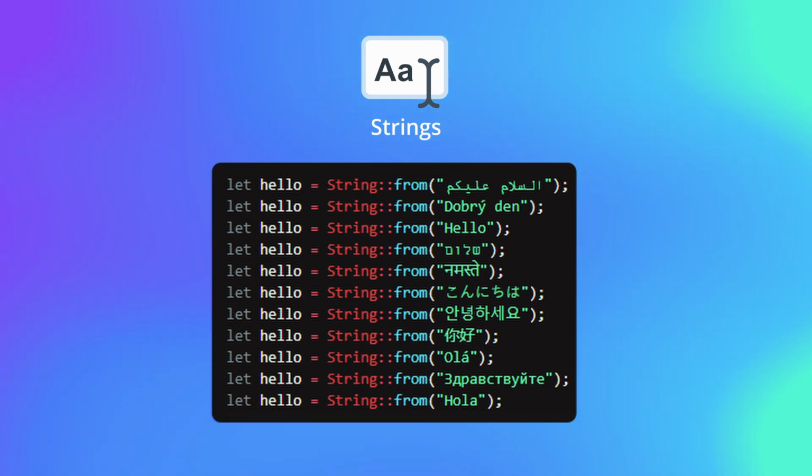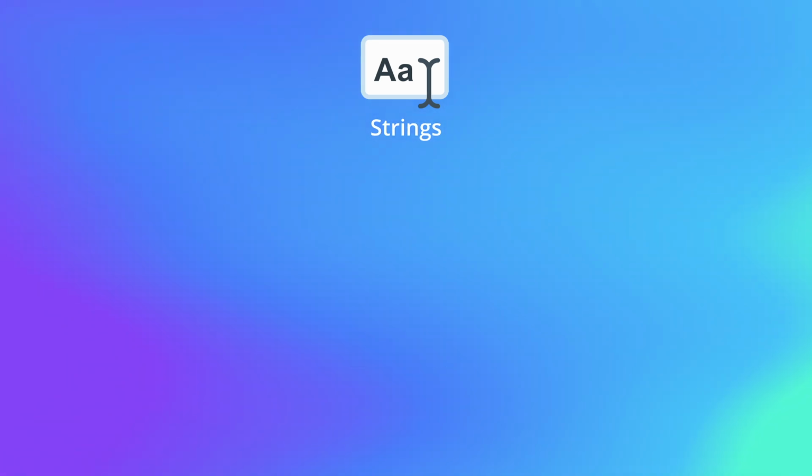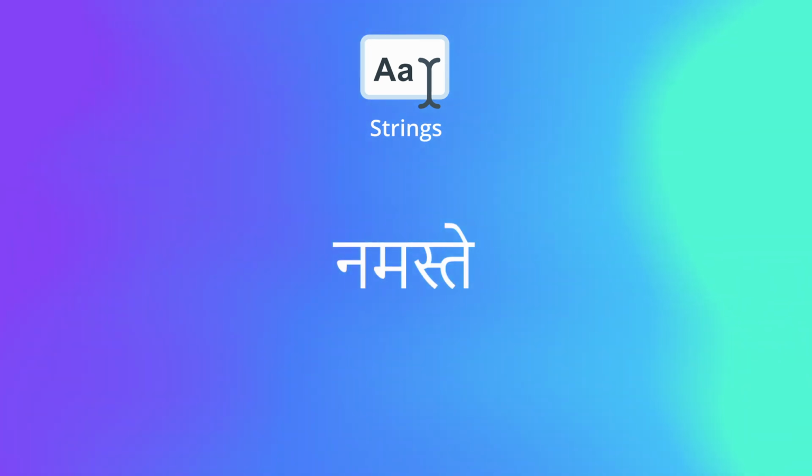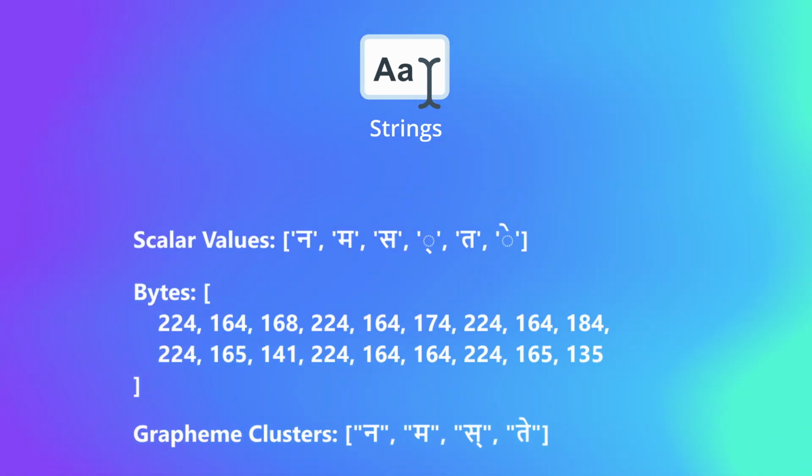Now, since strings are UTF-8 encoded, we can use characters from a bunch of different languages. And there are three relevant ways to look at strings from Rust's perspective: as bytes, as scalar values, and as grapheme clusters. So if we look at the Hindi word Namaste, which is written in Devanagari script, it looks like this.